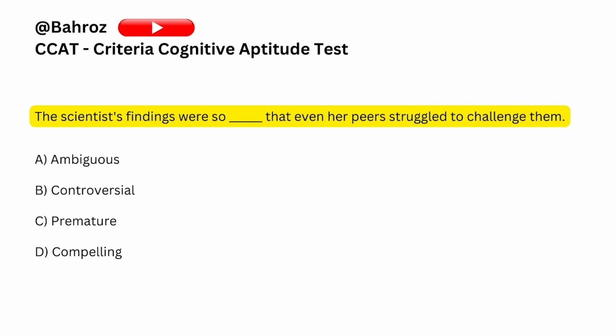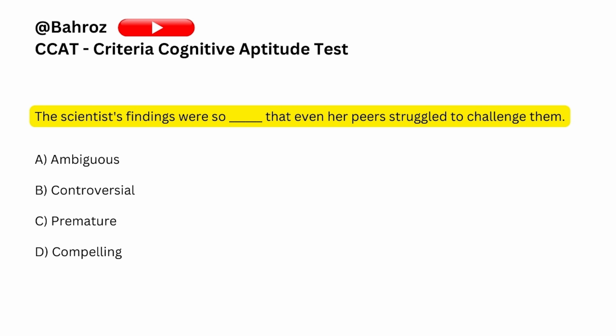Next sample question. The scientist's findings were so dash that even her peers struggled to challenge them. A, ambiguous. B, controversial. C, premature. D, compelling. The clue in this sentence is struggle to challenge them. Think about what kind of findings make people struggle to challenge them. They would have to be findings that are very solid, very convincing, hard to dispute. So the word that matches that is compelling, which means powerfully convincing.